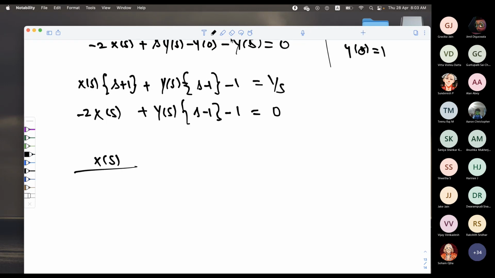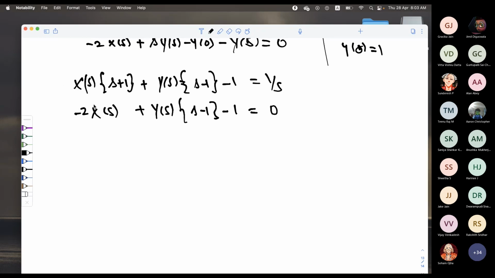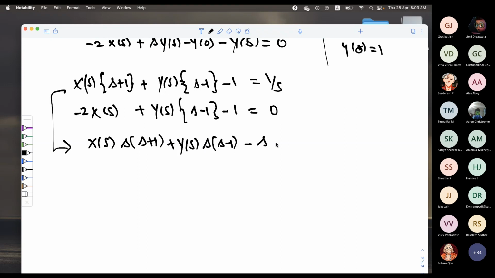Okay, then how can we compute using that? Do one thing. This s is there, right? Consider this: X(s) times (s plus 1) plus Y(s) times (s minus 1) minus s, which equals 1. So minus s equals 1, then this implies X(s) times (s plus 1), just cross multiply. Is it clear?